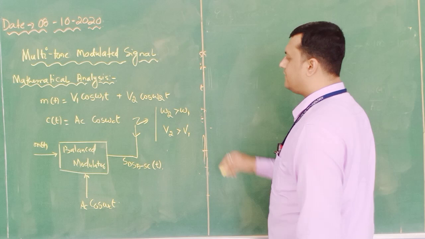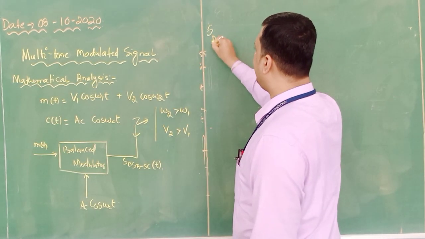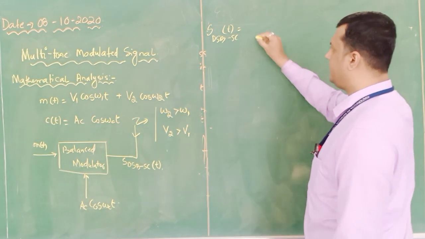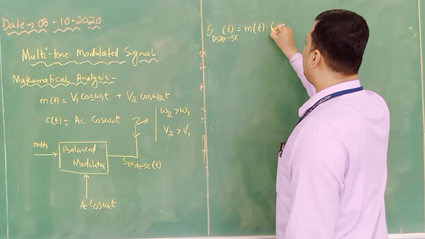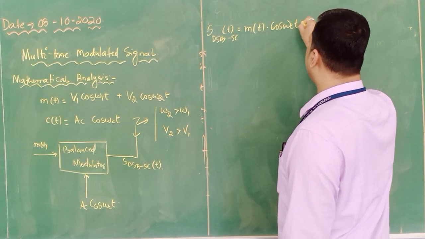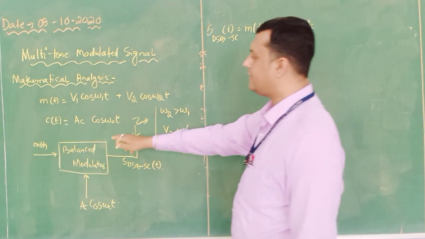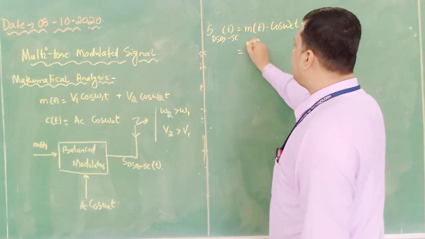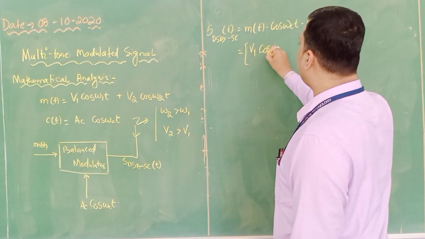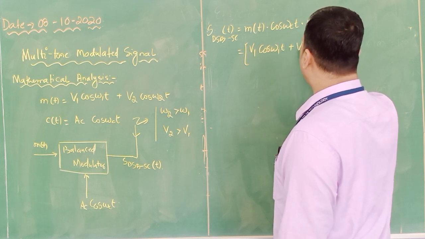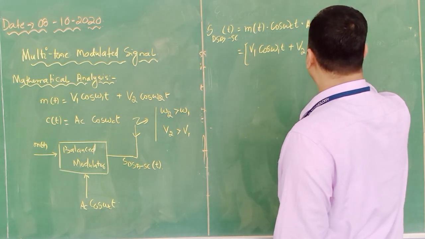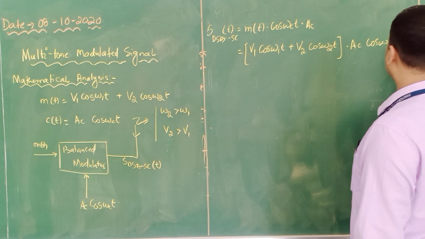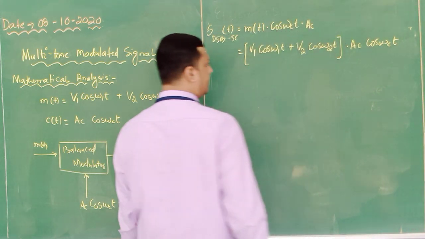Now, as per the block diagram, I can write S DSB-SC of t, time domain analysis what we are doing, m(t) into cos omega c t into AC. Directly I am writing in place of c(t), AC cos omega c t. In place of m(t), you can write V1 cos omega 1 t plus V2 cos omega 2 t, whole into AC cos omega c t. So this is the relation we will get. Now you need to expand it.